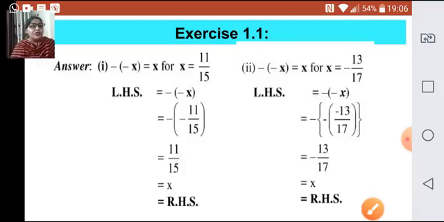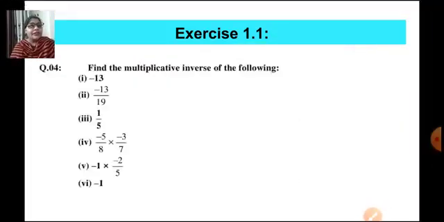Now let us move ahead. This is question number 4. Find the multiplicative inverse of the following. Multiplicative inverse, again I have told you, children, is nothing but the reciprocal. Taking the reciprocal means, if it is given as a upon b, you will change numerator to denominator and denominator to numerator. It will be b upon a. So let us find one by one.